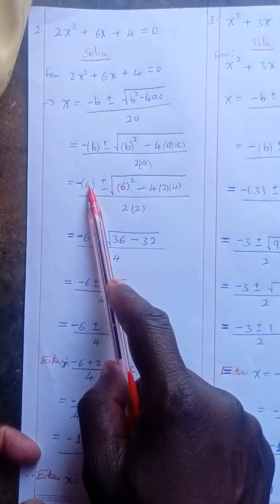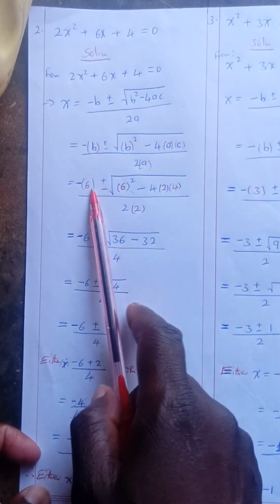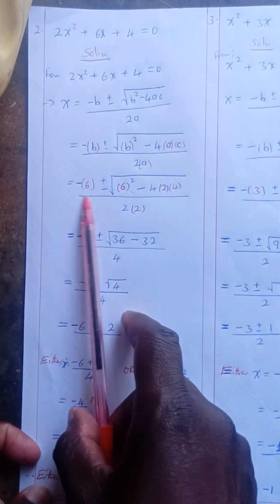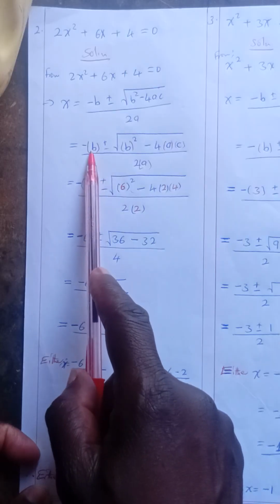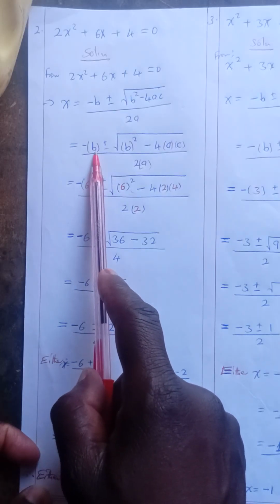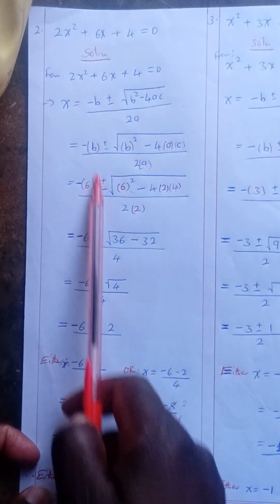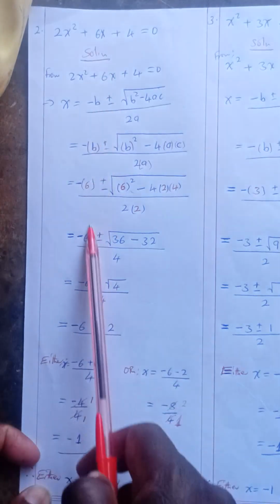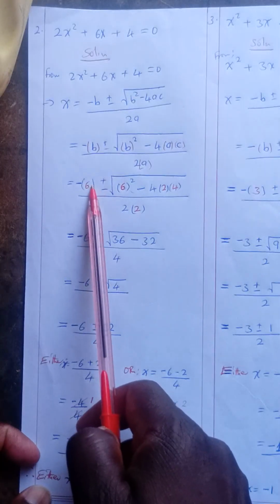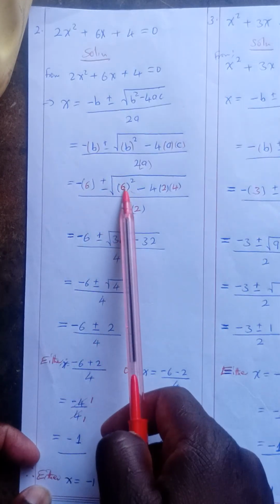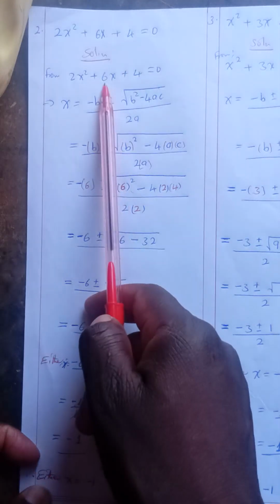Where there is B, you put the value for B. Where there is A, you put the value for A. Then where there is C, you put the value for C. Like in this one here, we have B. Our B from this equation is 6, so we shall put 6 here. Remember, this 6 is a positive 6, so we're going to put a positive 6 here. Then here B is 6, which is a positive 6 here.